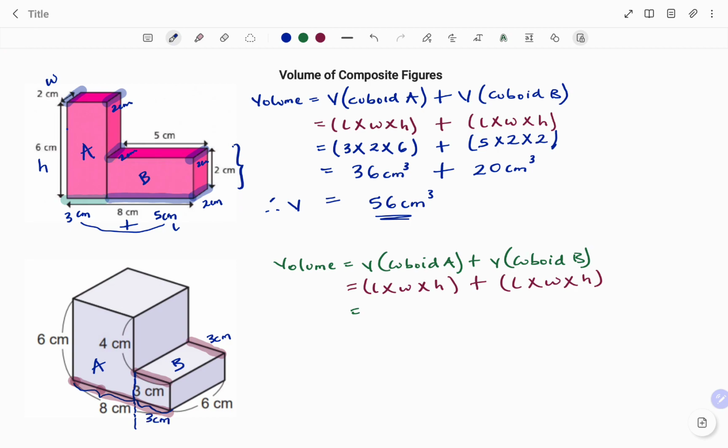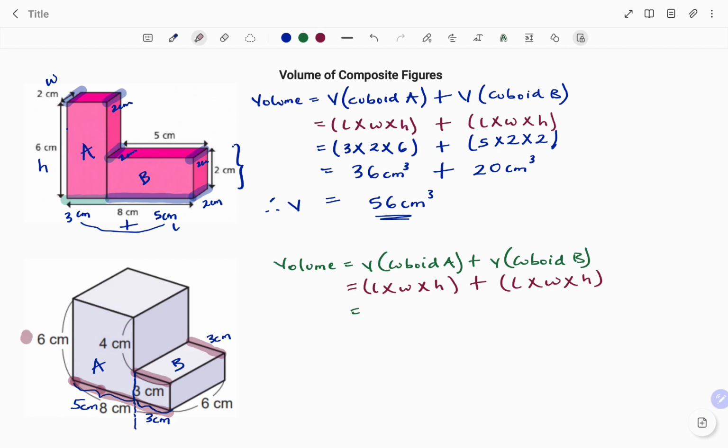Note that the total distance has been given as 8 centimeters. Therefore, to find the rest of the distance, I am going to have 8 minus 3, and that will give me 5 centimeters. 5 plus 3 will give me 8, so I'm done with finding the length of cuboid A. The height of cuboid A, as shown, is 6 centimeters.